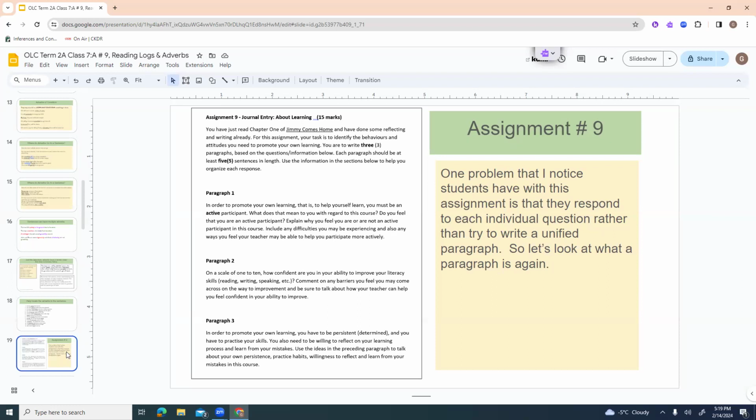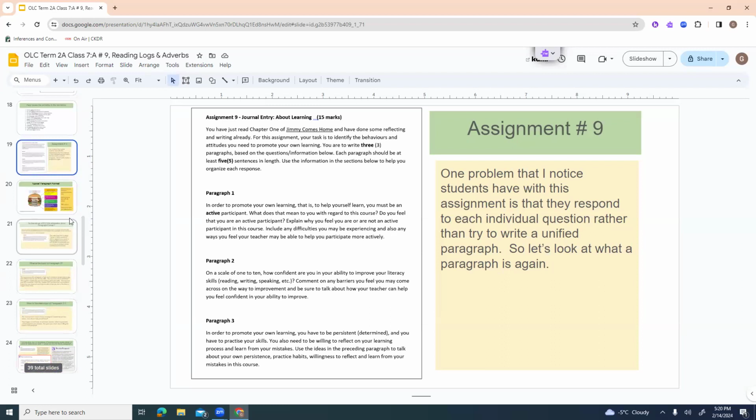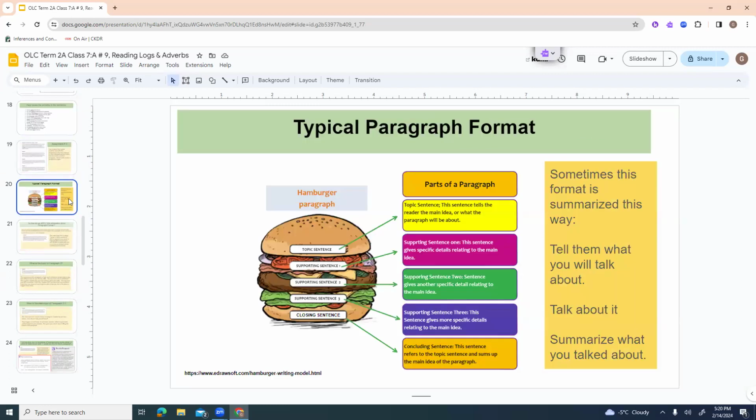Now, these questions are meant to be prompts that guide your thinking. Sometimes what happens is people try to answer each individual question separately rather than writing it all together as a unified paragraph. So I'm just going to review what a paragraph is because it is a major part of this assignment. Remember, we've talked about the hamburger format. There's the top bun that introduces your topic, all the juicy meat and bits inside that are your details that support your topic, and then your bun on the bottom that is your closing sentence.